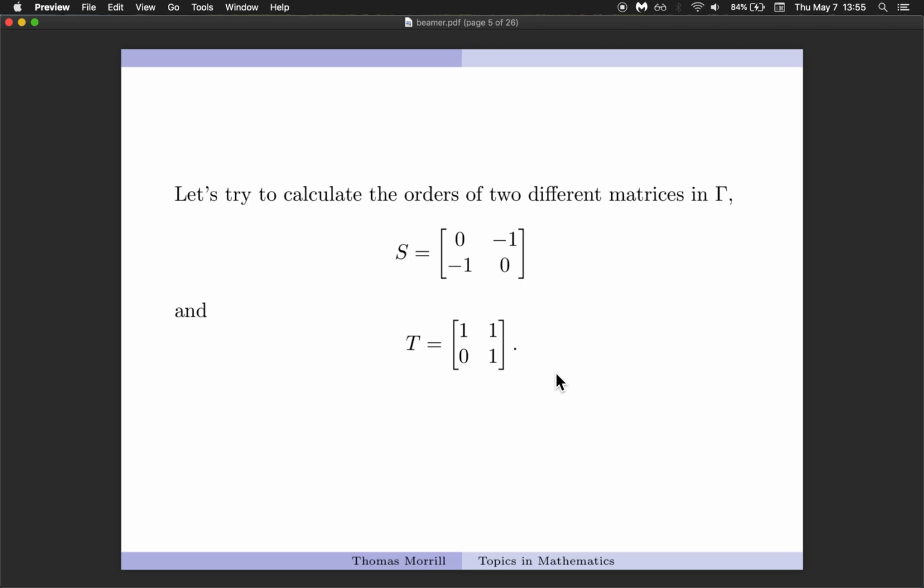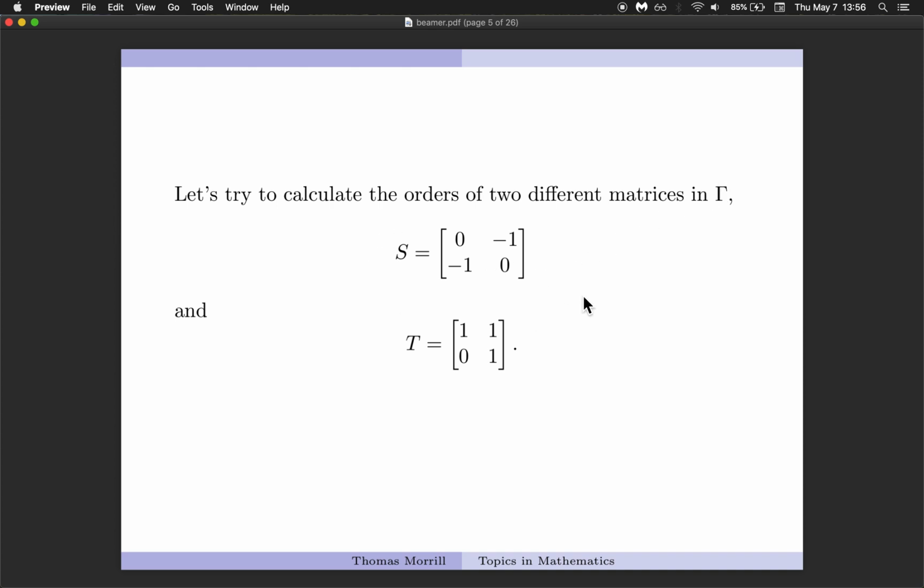Now there's two particular elements I want to look at in the modular group. I will call them S and T, and these are actually pretty important matrices for the stuff that I do. I'll talk a little bit more about that at the end of today's lecture. All we need to know right now is that S is the matrix 0, minus 1, minus 1, 0. Okay, so those are the coordinates for S. T is the matrix 1, 1, 0, 1. Right, those are the coordinates for T. And both of these matrices belong to the group gamma.